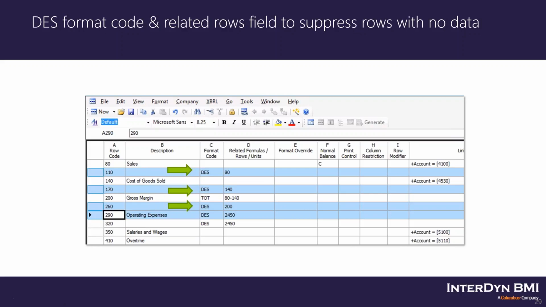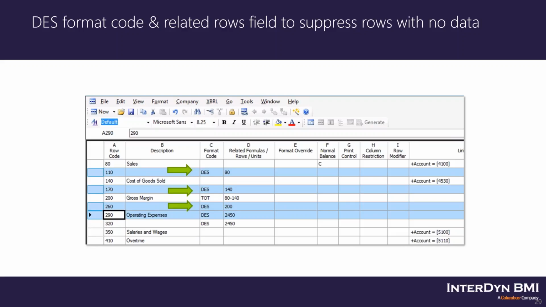We've done the same thing for row 170 and for row 260. And actually we've done it for row 290 as well. So 290 actually has a description on it as well. So here it's relating to row 2450, which I happen to know is the total line.